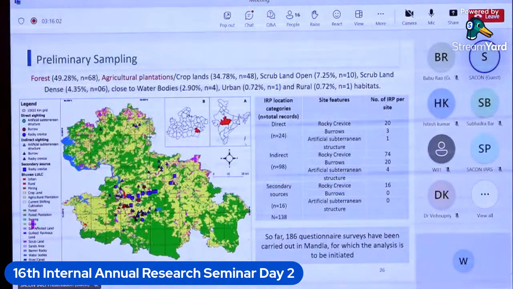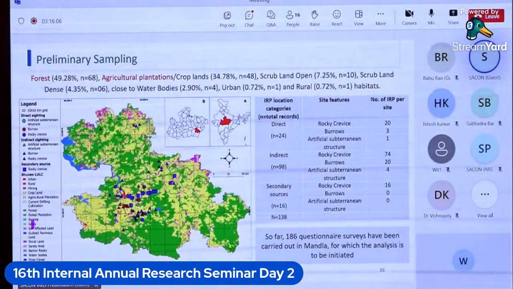So far, in the entire region, we have carried out approximately 186 questionnaire surveys, and the analysis for the same is yet to be carried out.